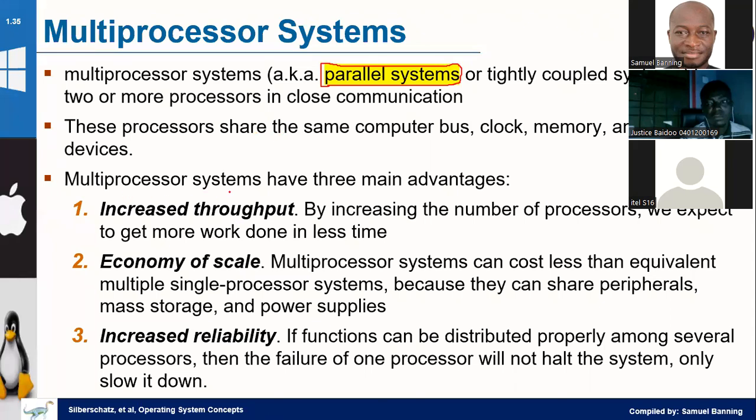The multiprocessor systems have three main advantages. One, increased throughput. What is throughput? If one processor can do a job in 4 seconds, then if you have two processors, they will do the same job in 2 seconds, right?